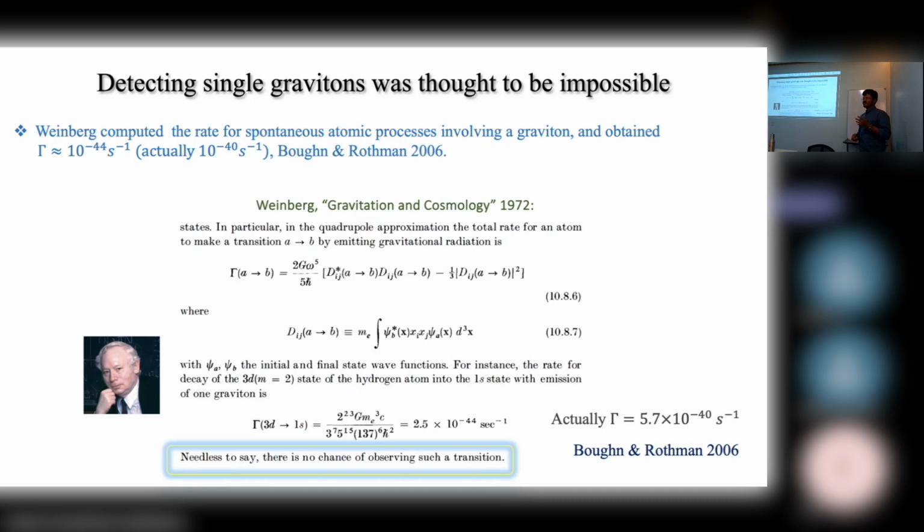And the age of the universe is approximately 10 raised to 18 seconds. So it takes much more than the age of the universe for a hydrogen atom in an excited state to go to the ground state by emitting a graviton. He actually estimated 10 raised to 44 seconds, but then later Boer and Altman found some calculation mistakes, but it's still 10 raised to 40 seconds. This is the inverse of the rate. But he correctly says, needless to say, there is no chance of seeing such a transition.